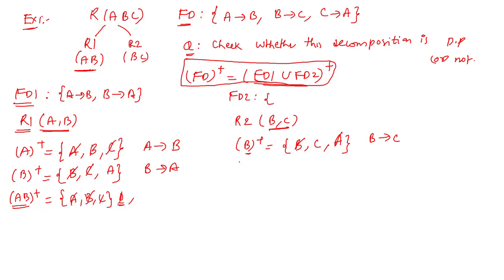Okay. Then C closure: C can determine itself, and from C implies A, C can determine A, then A can determine B. In this, C is a trivial attribute and A is not part of this relation R2, so C implies B. Okay, C implies B is a dependency I derived.